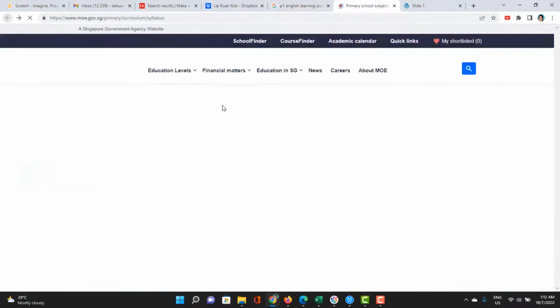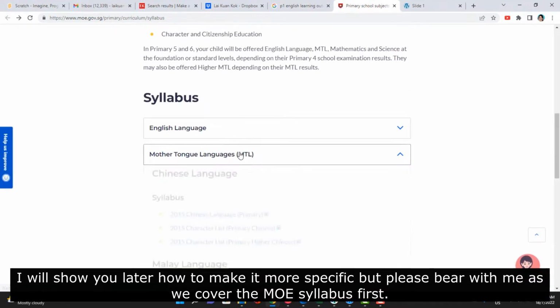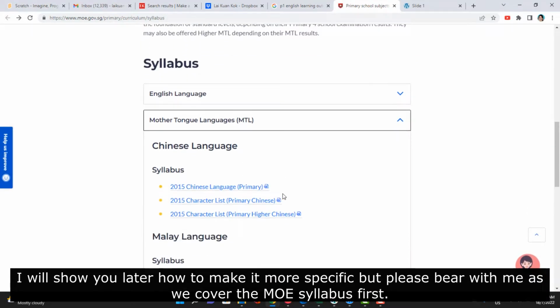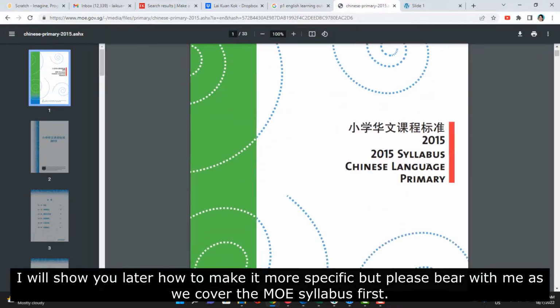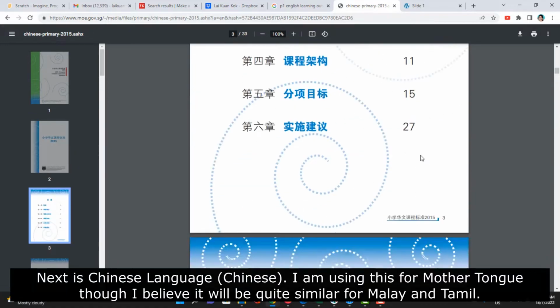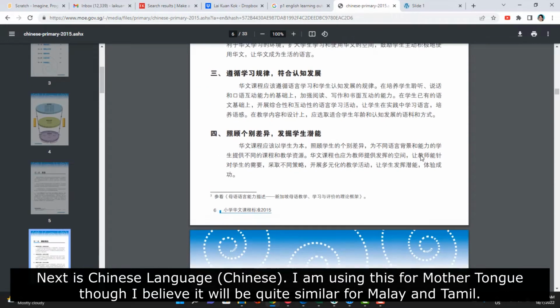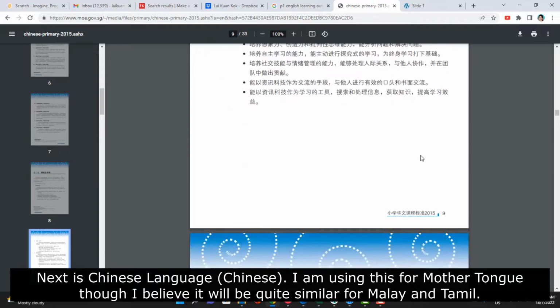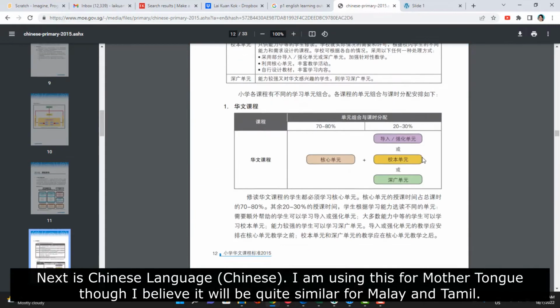I will show you later how to make it more specific, right? But let's just bear with me first. Let's cover this key resource that you should first use, which is the MOE website. Next is Chinese, or mother tongue. I'm using Chinese as an example. I believe it's quite similar for Malay and also Tamil.